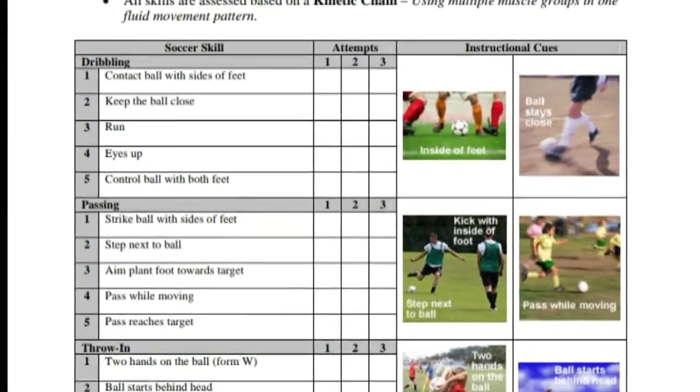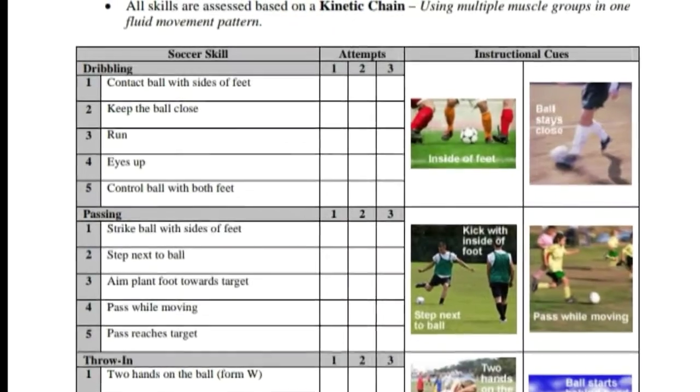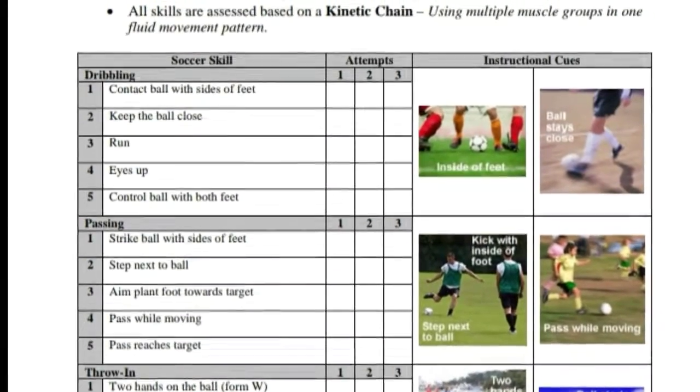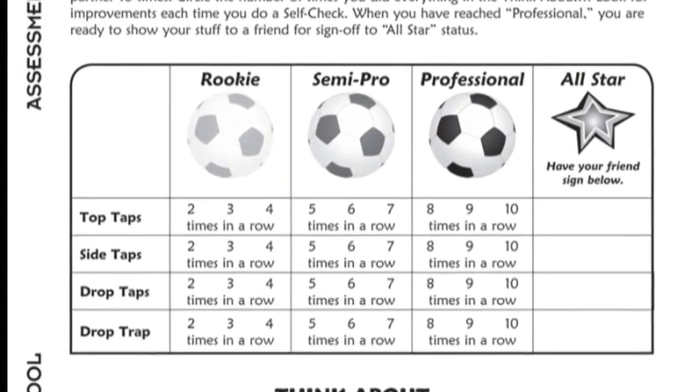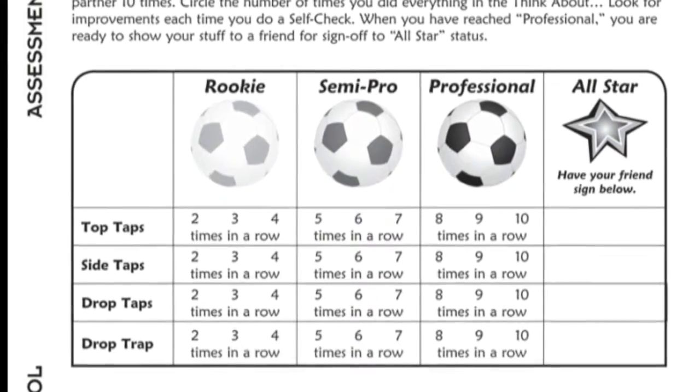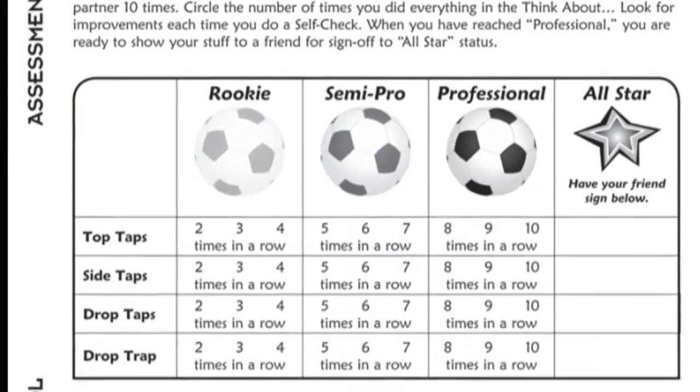At the elementary level, students will use a soccer skills assessment sheet to learn the cues for 3 basic skills. The skills are dribbling, passing, and throwing the ball in. Students will be in groups of 2 or 3 and will take turns assessing each other.